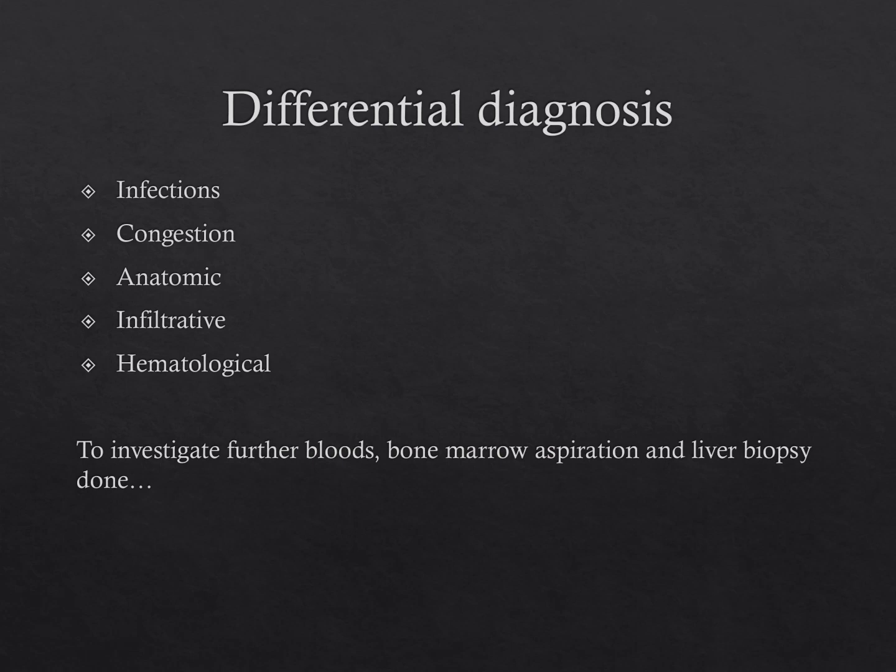Given the busy clinical practice that pediatricians have, they have a common differential diagnosis when it comes to hepatosplenomegaly, and the common ones, which are infections, a possible congestion in the liver, or an anatomical or an infiltrative disease with a hematological background, were the differentials available in front of the pediatricians. To investigate further, bloods, bone marrow aspiration, and liver biopsy were then done on this child.